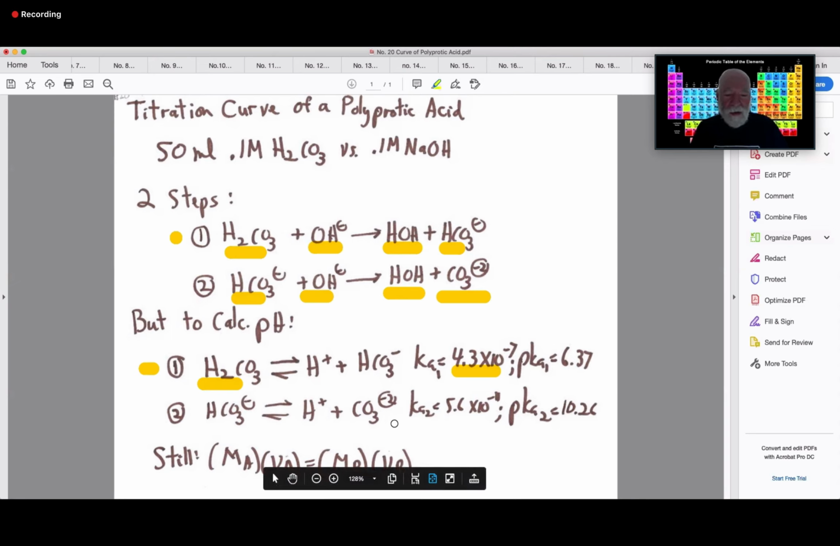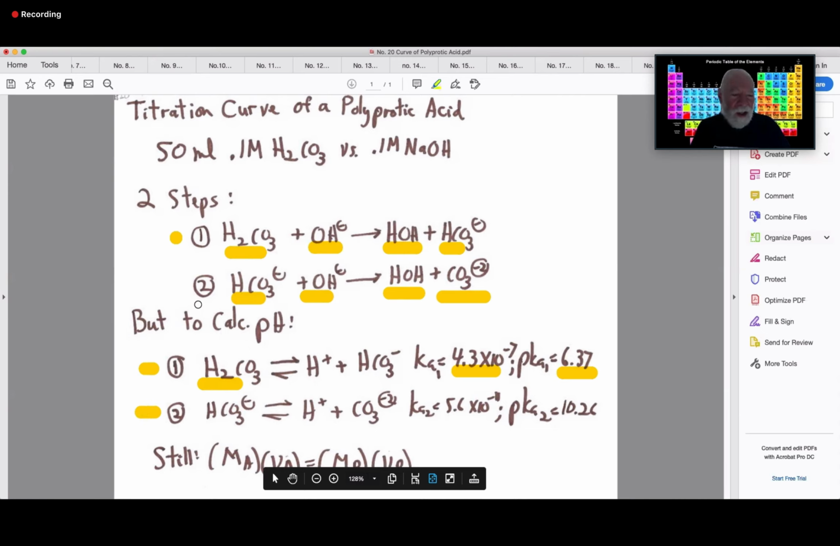So here's the deal. We're going to use the pK sub A1 to find out the pH halfway through the endpoint. Remember that halfway through the endpoint is going to be the pH. Now, to get the rest of the pHs, we're going to use the titration equation, or the weak acid titration for the second part.